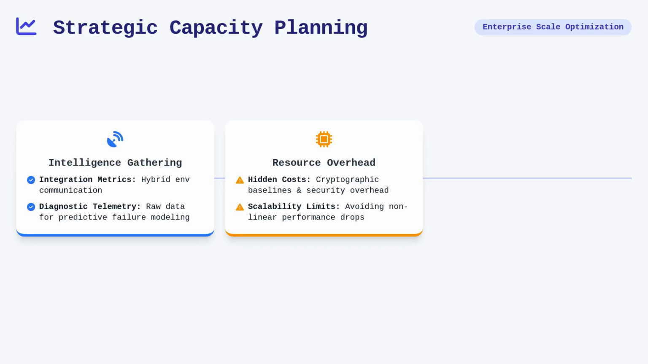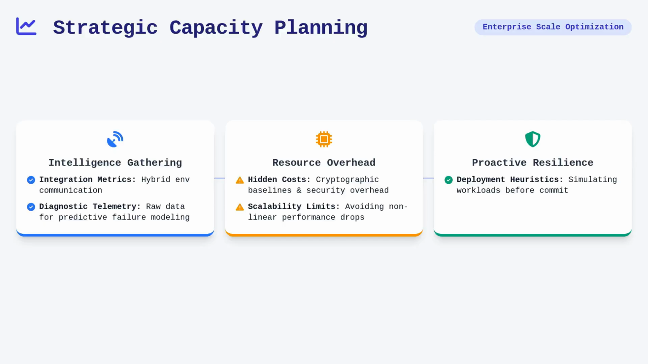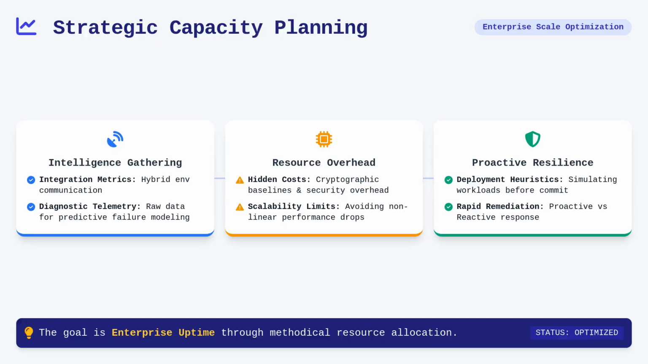Reliability hinges on recognizing the scalability limits of your chosen platforms, as pushing beyond these bounds often results in nonlinear performance degradation. We evaluate these factors by looking at deployment heuristics, which allow us to simulate workload behavior before committing to a specific infrastructure footprint. This methodical approach to resource allocation allows for rapid remediation should your telemetry indicate an impending failure, ensuring that remediation is proactive rather than reactive.